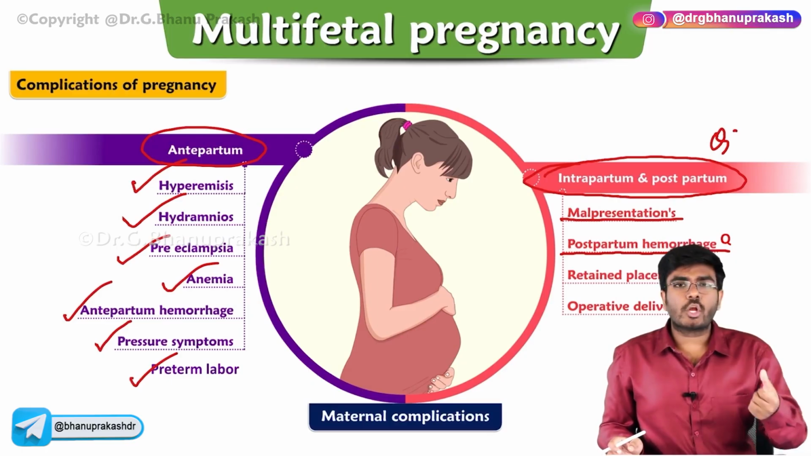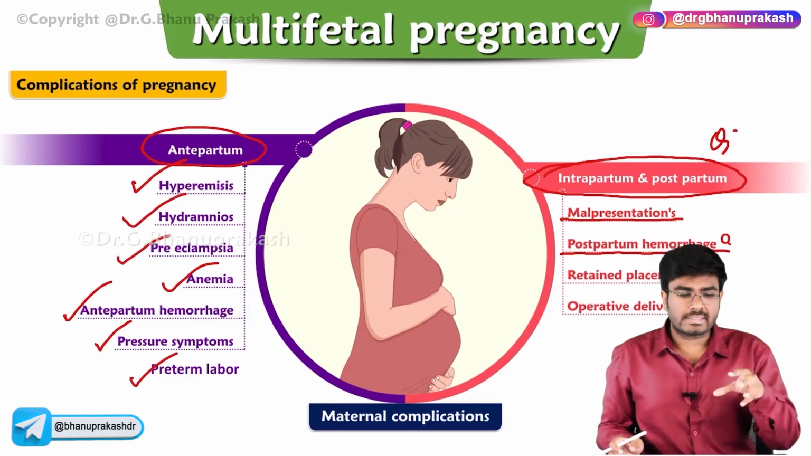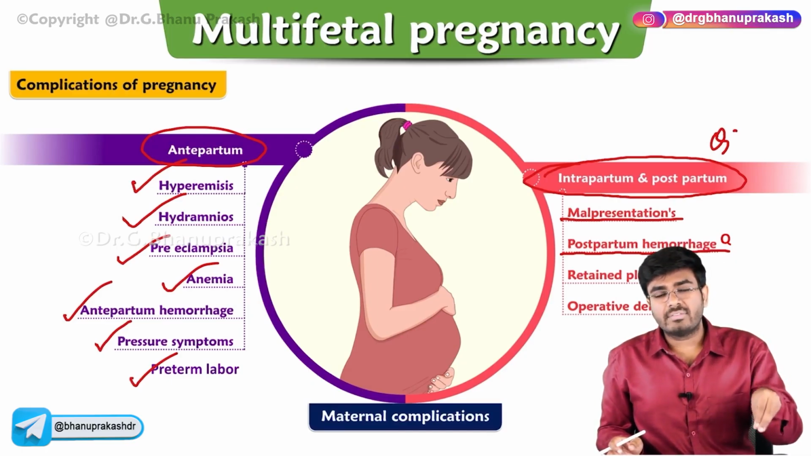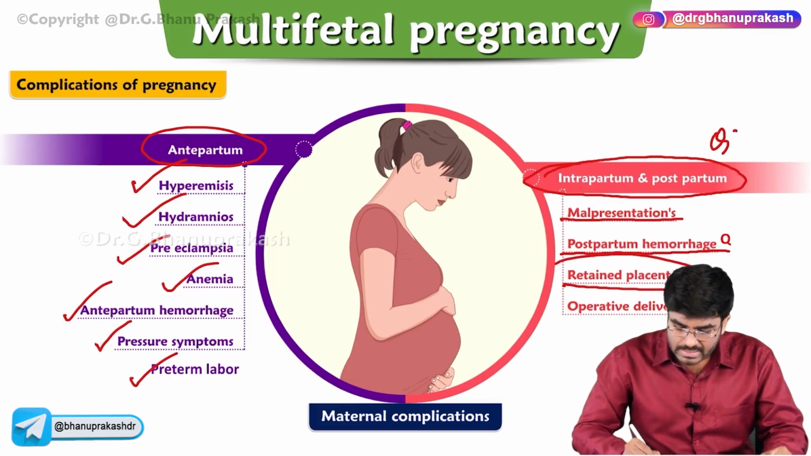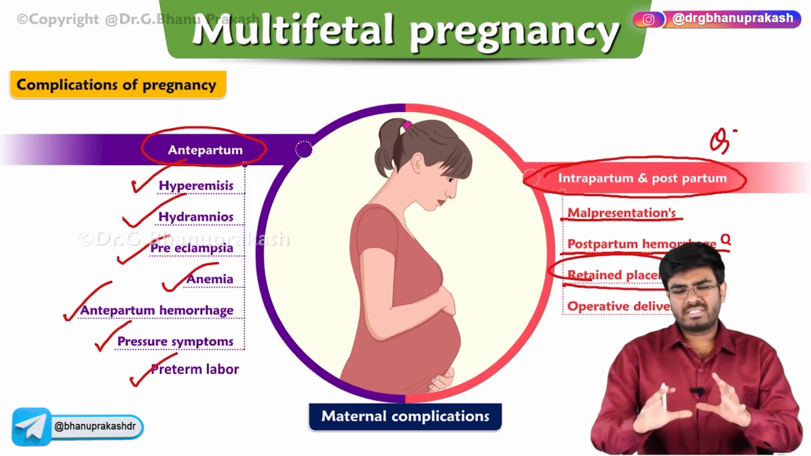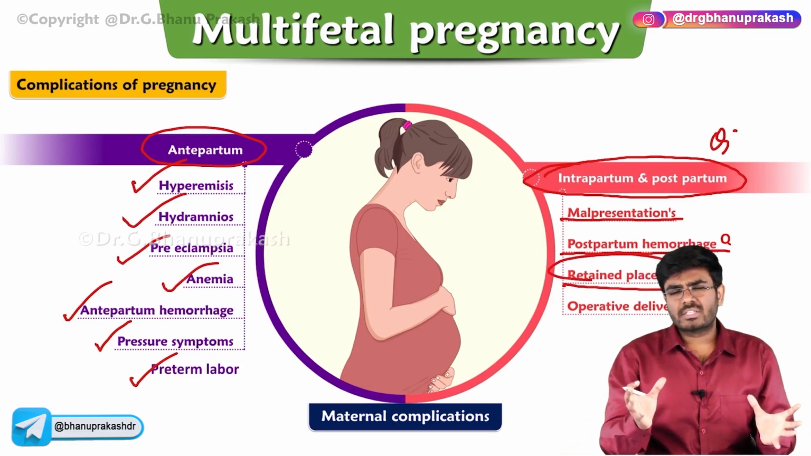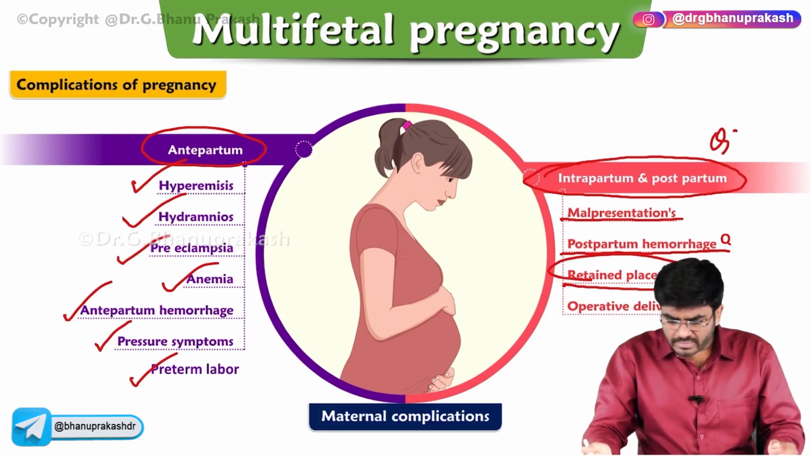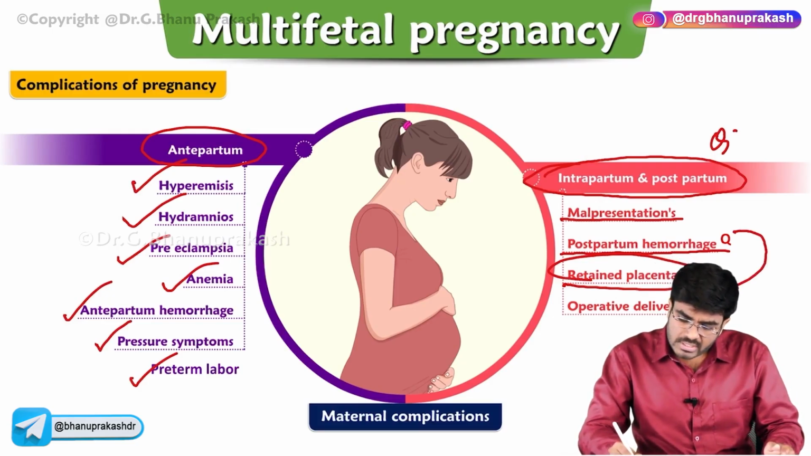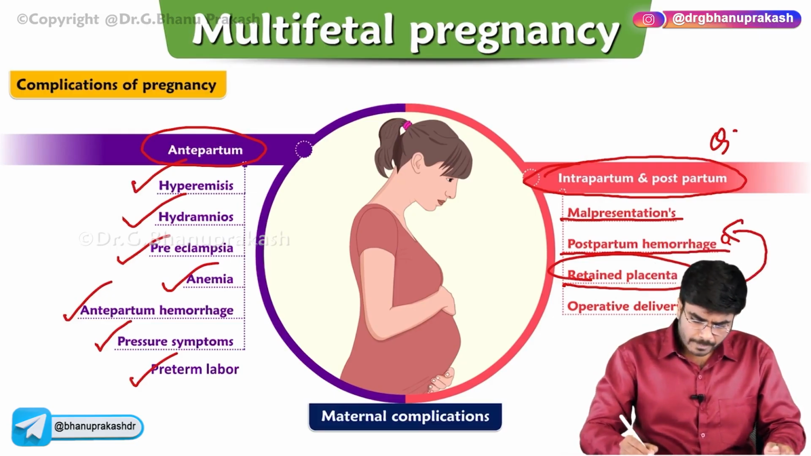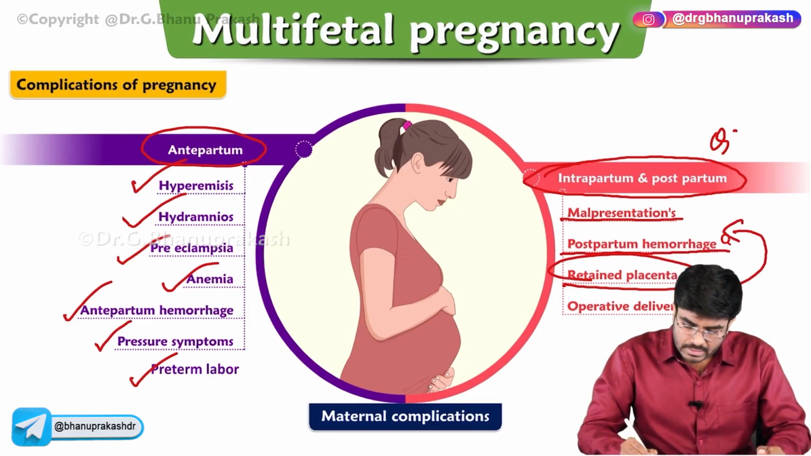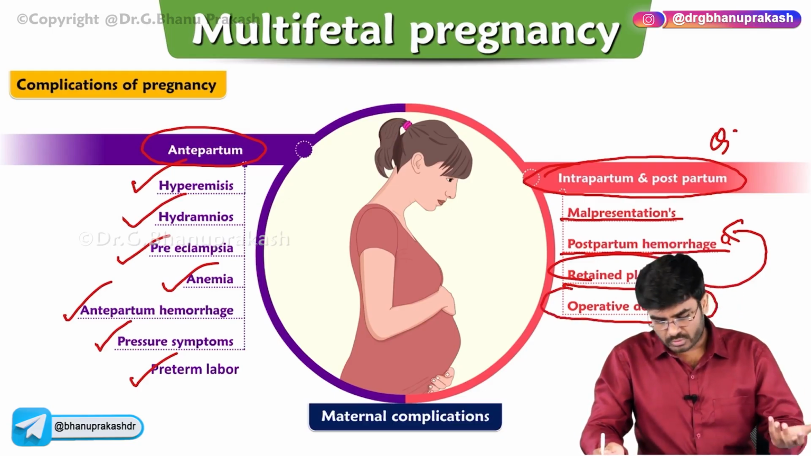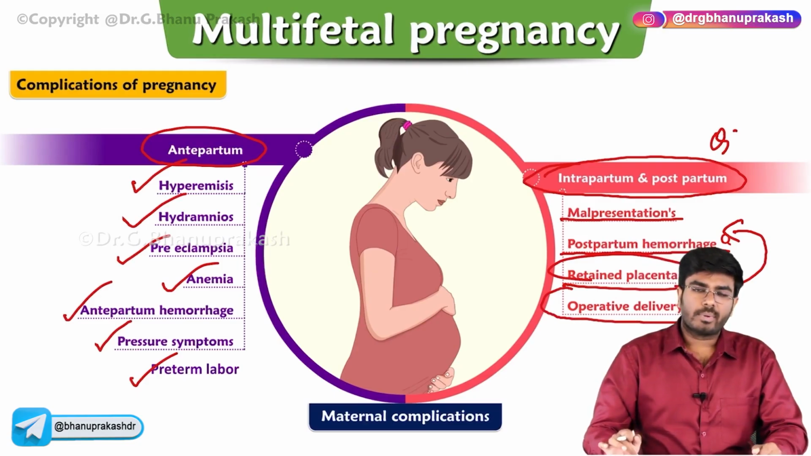Primary postpartum hemorrhage. In the topic of postpartum hemorrhage, we have already discussed that uterine atonicity will cause primary postpartum hemorrhage, and there is a chance of retained placenta. This very big placenta is not properly getting separated, so there can be a chance of retained placenta, and this retained placenta will again cause postpartum hemorrhage. And as there are true twins, there is an increased chance of operative delivery. Either you have to apply vacuum or forceps. So these are the maternal complications.